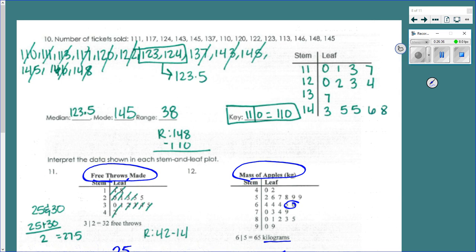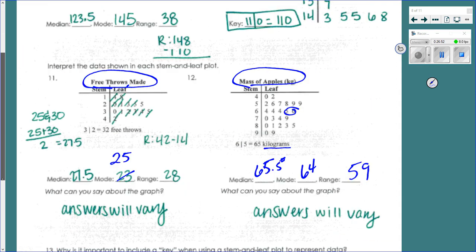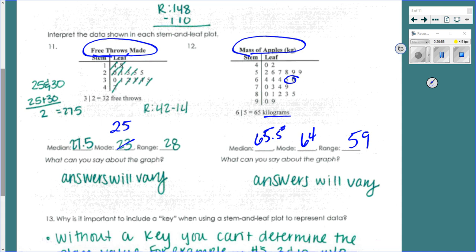My key, 11|0 is 110, or 14|8 equals 148. Again, doesn't matter the number. Just make sure that you show it correctly. My median, 123.5, then mode, 145, range of 38. Number 11, my median was 27.5, mode of 25, range of 28.